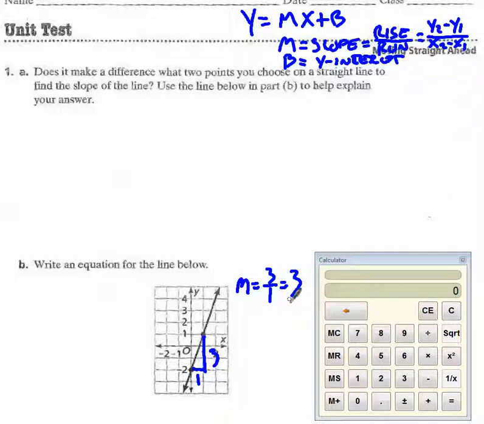Then my y-intercept is where my line crosses the y-axis. And here's the y-axis, and it crosses right here at -2. So my b value is -2. So my equation is y is equal to 3x minus 2.